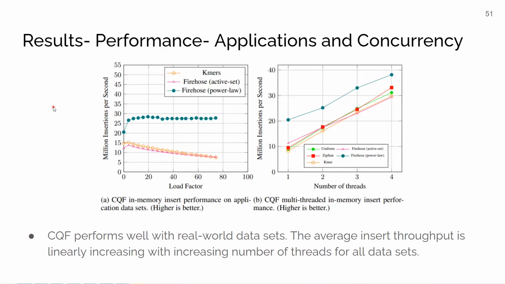On the right side, we have the graph for concurrency. On the horizontal axis, we have the number of threads, and on the vertical axis, we have million insertions per second. As we can see, the average insert throughput is linearly increasing with increasing number of threads for all datasets.